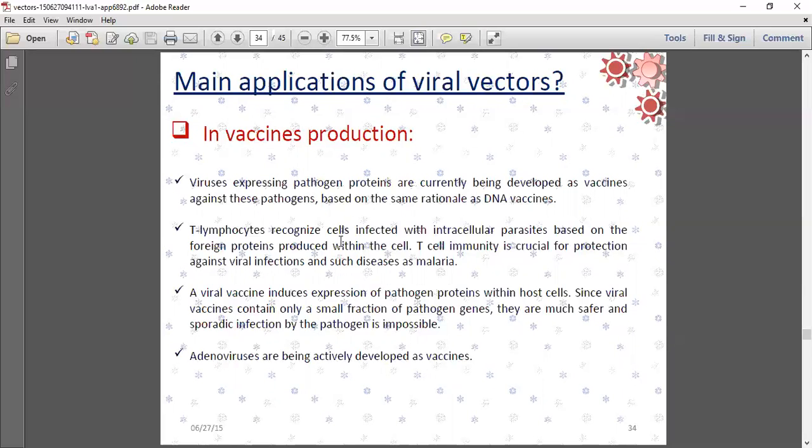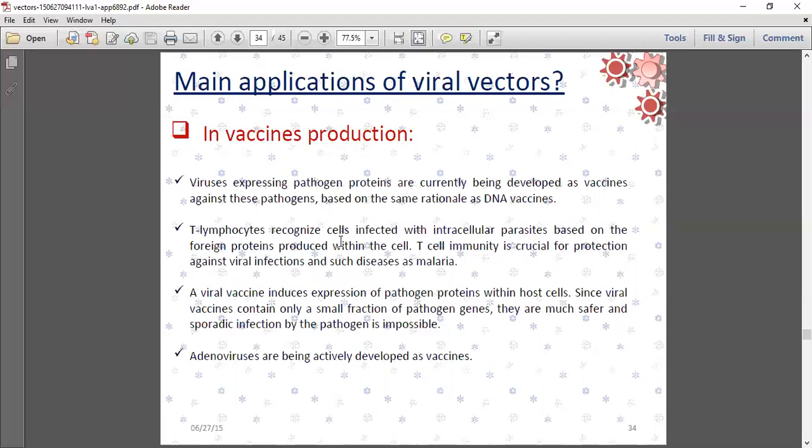Next, in vaccine production: viruses expressing pathogen proteins are currently being developed as vaccines against these pathogens, based on the same rationale as DNA vaccines. T lymphocytes recognize cells infected with intracellular parasites based on the foreign proteins produced within the cells. T cell immunity is crucial for protection. So a viral vaccine induces expression of pathogen protein within host cells.